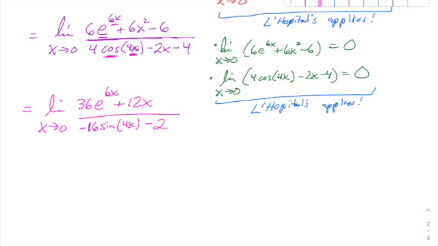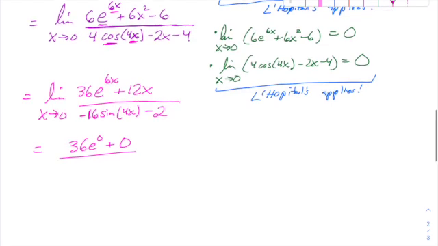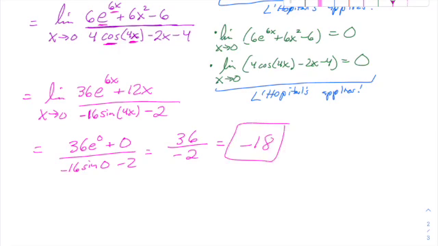So let's just keep going with this one. 36 e to the 0 plus 12 times 0, 0. I didn't really have to write that. Minus 16 sine of 0 minus 2. And yeah, not going to be 0 in the bottom either. So we are going to get 36 on top, right? E to the 0 is 1. And sine of 0 is 0. So 0 minus 2, negative 2. And we get negative 18. And there we go. So that was an example of having to use L'Hopital's twice.